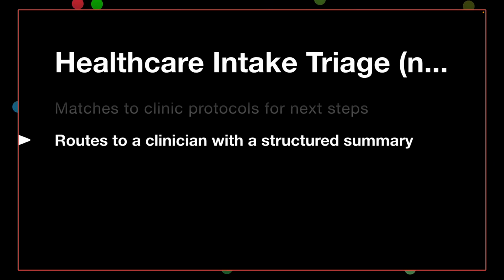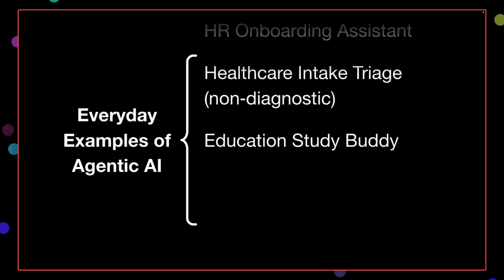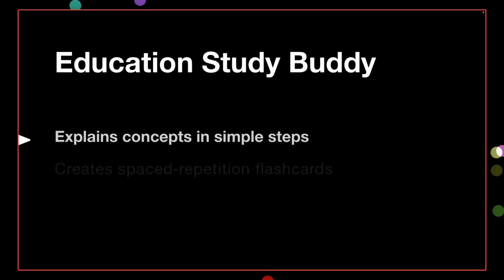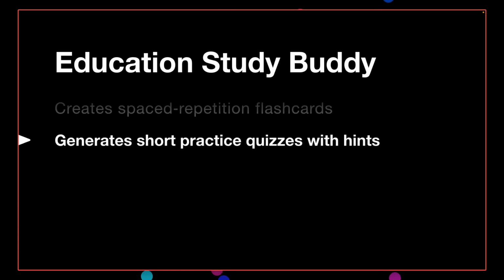but it makes their job faster and more accurate. For students, an AI study buddy can explain complex questions and explain complex concepts in a simple step-by-step manner. It can generate flashcards using spaced repetition and even create short quizzes with hints. So this makes learning interactive and personalized.